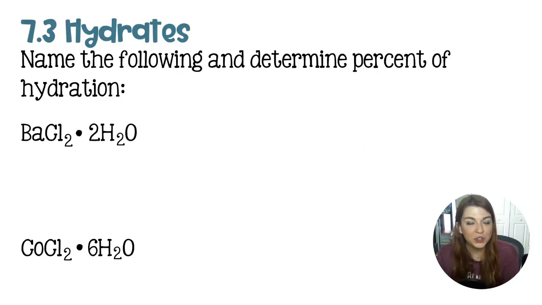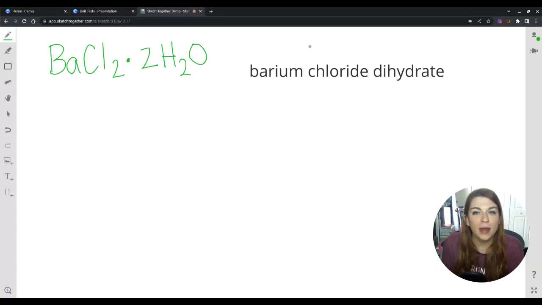The next thing we want to do is find the percent of hydration for each of these, which really just means the percent by mass of water. And we also want to name these compounds. This compound would be called barium chloride dihydrate. Again, we're just going to name the ionic part, and then we put a covalent prefix on this 2 here, and then we just name it hydrate.